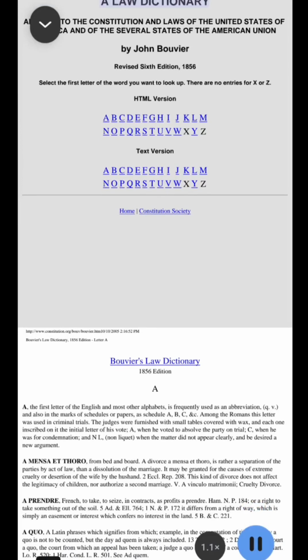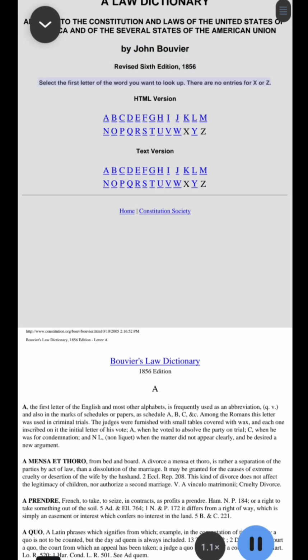Bouvier Law Dictionary. A law dictionary, adapted to the Constitution and laws of the United States of America and of the several states of the American Union. By John Bouvier, revised 6th edition, 1856.